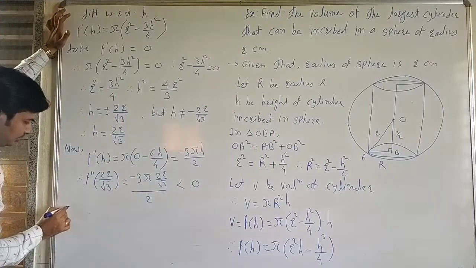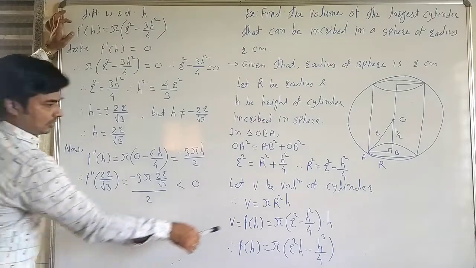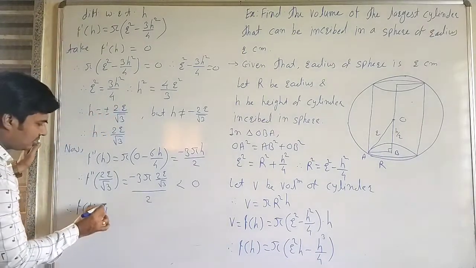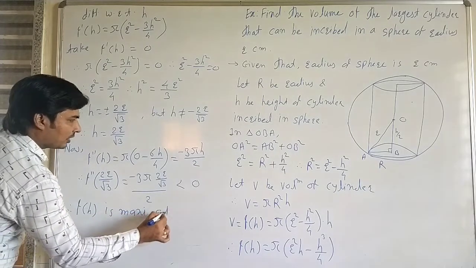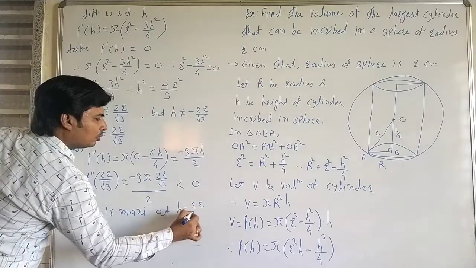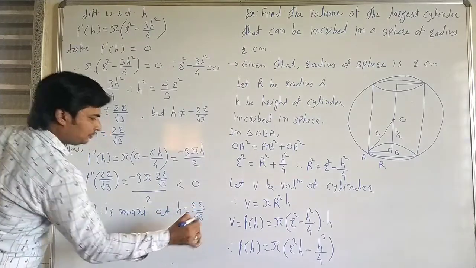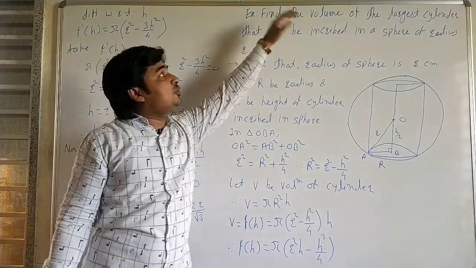Okay? It is negative. Therefore f of h, the volume, is maximum at h is equal to 2r upon under root 3. It is a height. We want to find the largest volume.